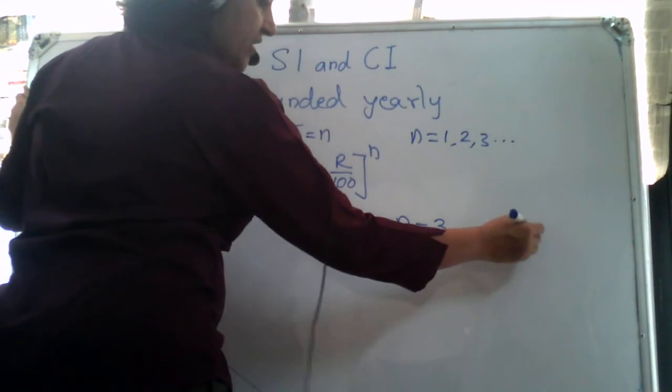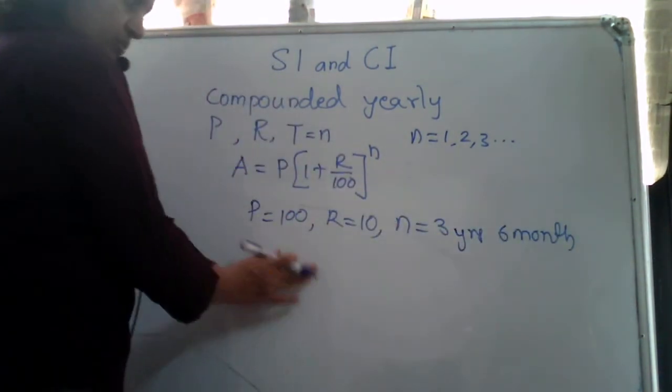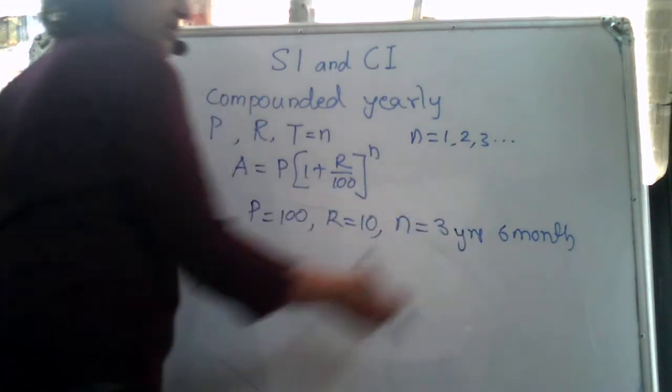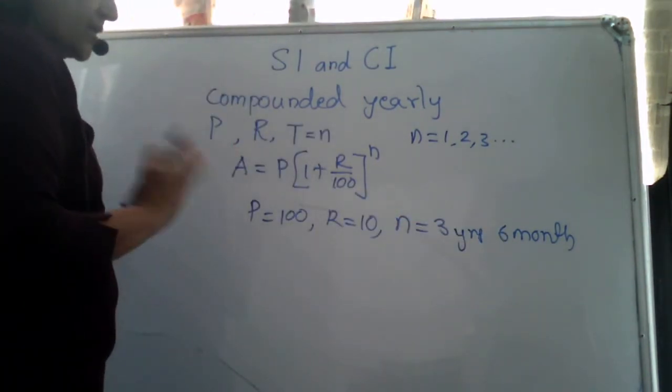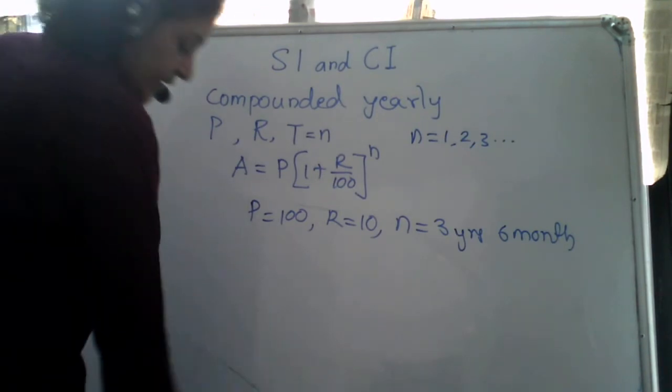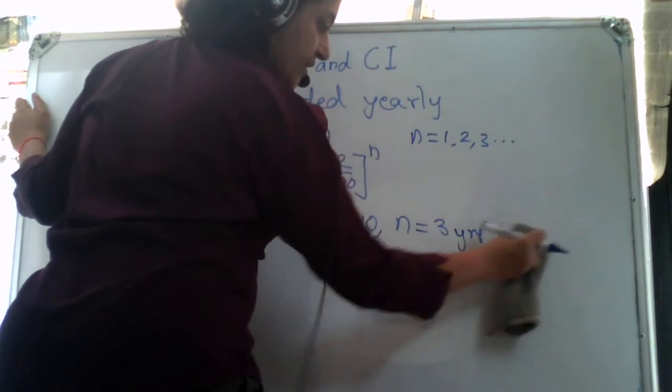Now if it is not, as I was saying, if it is 3 years 6 months, something like that, whatever you did for 3 years you should do first, and for 6 months you will calculate it as per SI and then add it. So right now it's not in your curriculum, so I will not be explaining this part.